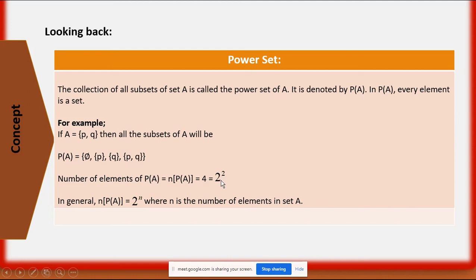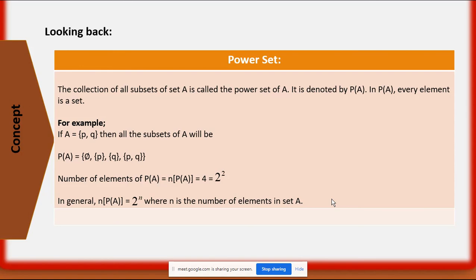So in general, the number of subsets equals 2 to the power n, where n is the number of elements in the set. In the same way, if we have a set P having 3 elements, did you get my point? If a set P is given having 3 elements, then what are the possible subsets?